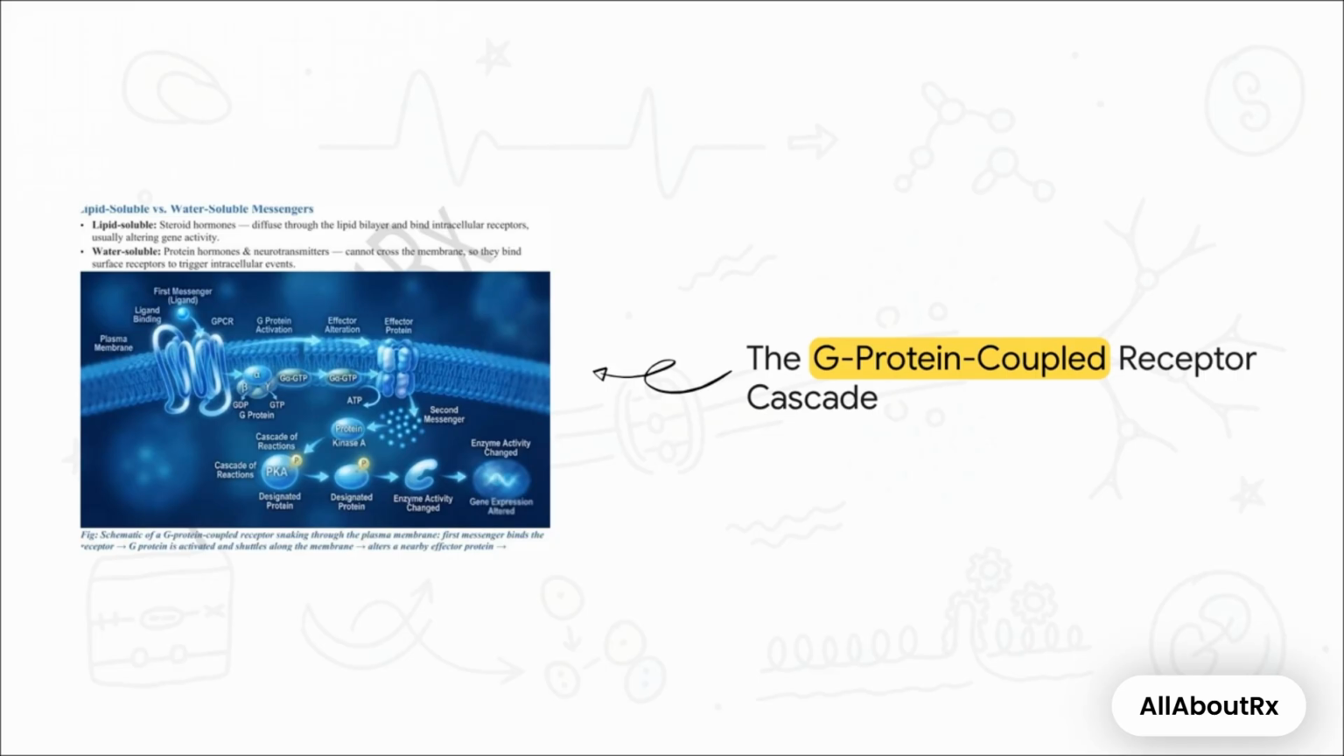This G-protein cascade is absolutely fascinating. The first messenger binds to the receptor on the outside of the cell, which is coupled to a G-protein snaking through the membrane. Binding activates that G-protein, causing a subunit to shuttle across the membrane and activate an effector protein. This effector then generates an absolute explosion of a second messenger inside the cell, like cyclic AMP. It's such an elegant cascade. One external message triggers a massive internal chemical reaction without the original messenger ever stepping a single foot inside the cell.